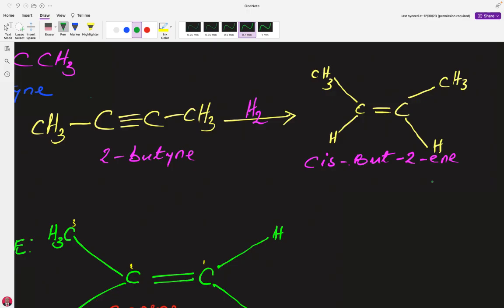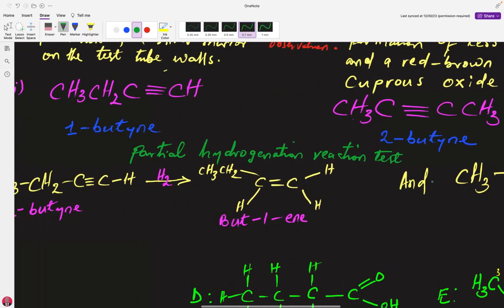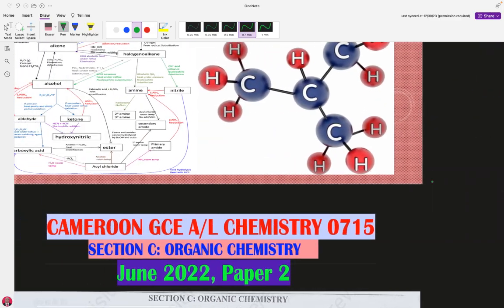That is how it is. It's not trans. It has produced but a cis isomer. So that is it. That's how you can differentiate this. Thank you very much for that. Thank you. Let's move on to the other question.